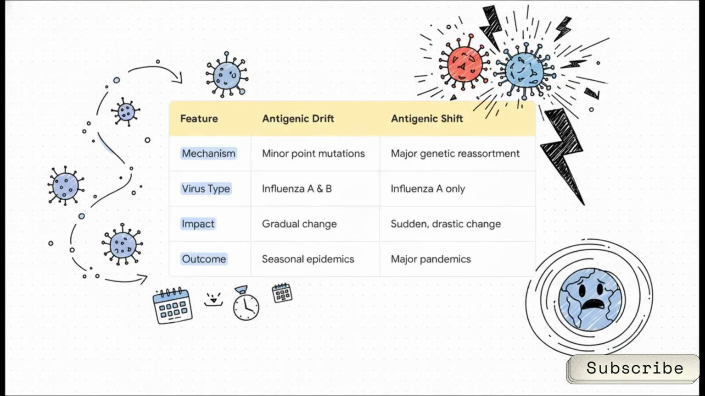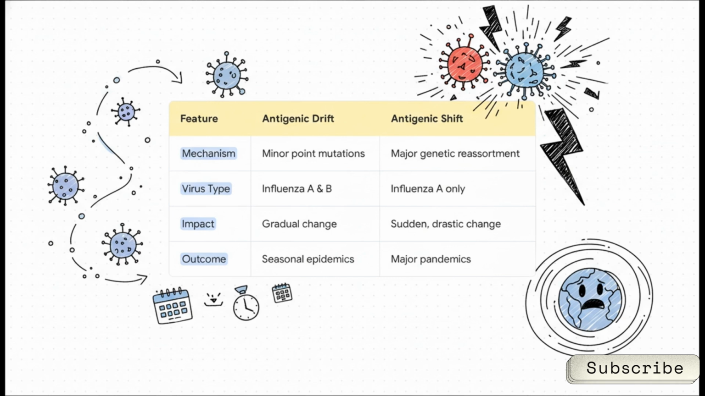Okay, this table breaks it all down for you. This is pure gold for your exams. Let's start with antigenic drift. This is a slow, gradual change. Think of it like tiny little typos or point mutations that happen in the HA and NA genes. It's subtle. This happens in both influenza A and B, and it's the reason we get seasonal flu and need a new vaccine every single year.